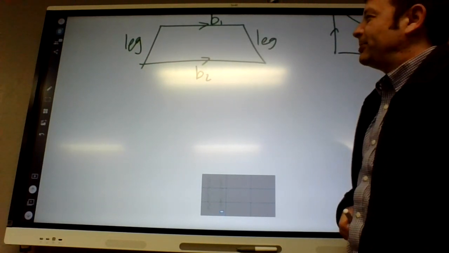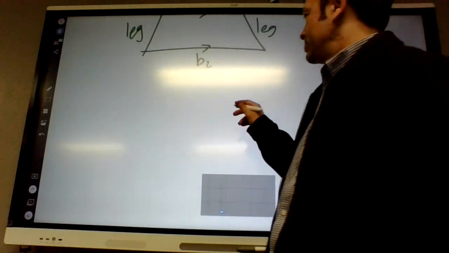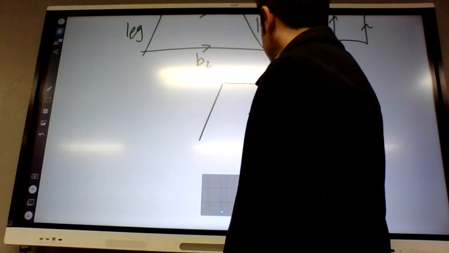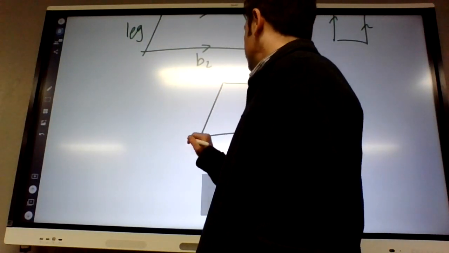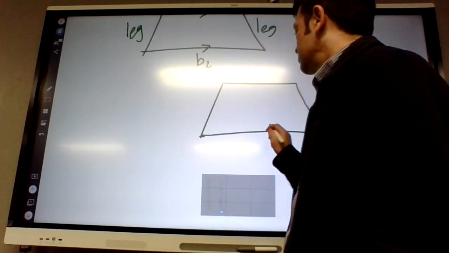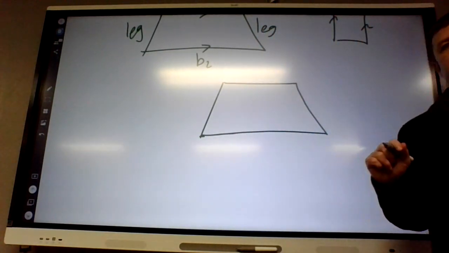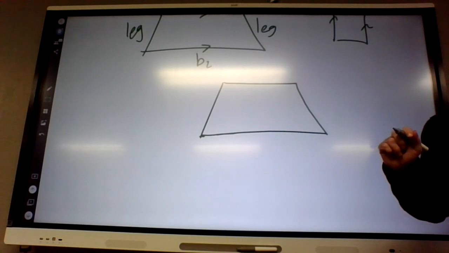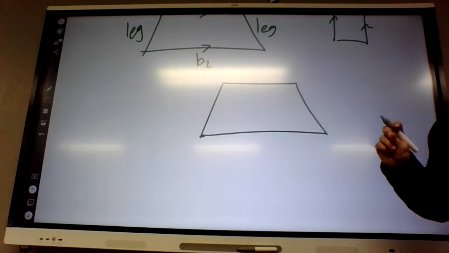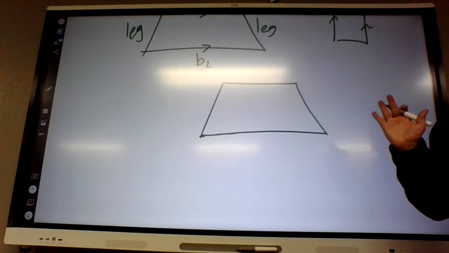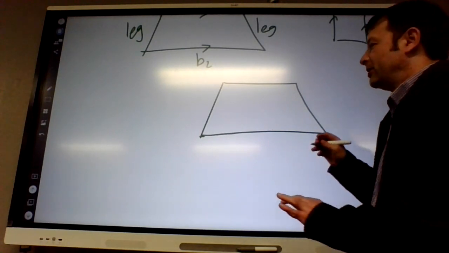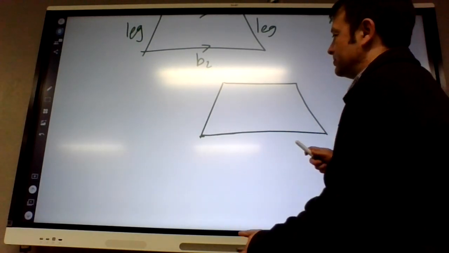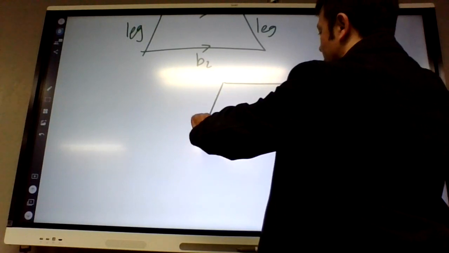So, does anybody want to guess how we could find the area of a trapezoid? Isn't it base 1 plus base 2 divided by 2 times height? No, that was it, yeah. You remember it? Well, here's how I think of it. This is kind of a bigger formula, so it might help to understand where it comes from.